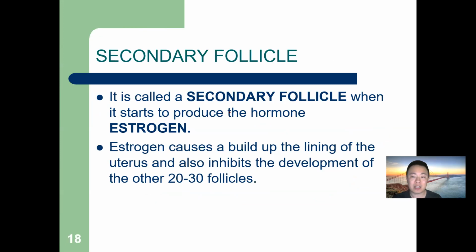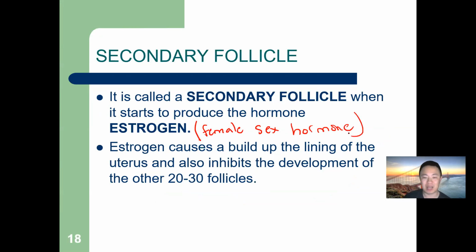Now, it is called a secondary follicle when it starts to produce estrogen, which we can probably tell is the female sex hormone. Okay. And estrogen causes a buildup in the lining of the uterus and also inhibits the development of the other 20 to 30 follicles. So all the other competitors don't make it. Okay. This one, the first one to start producing estrogen and become a secondary follicle, will outcompete all the other follicles that were in the race. Okay. And that would be the chosen one.